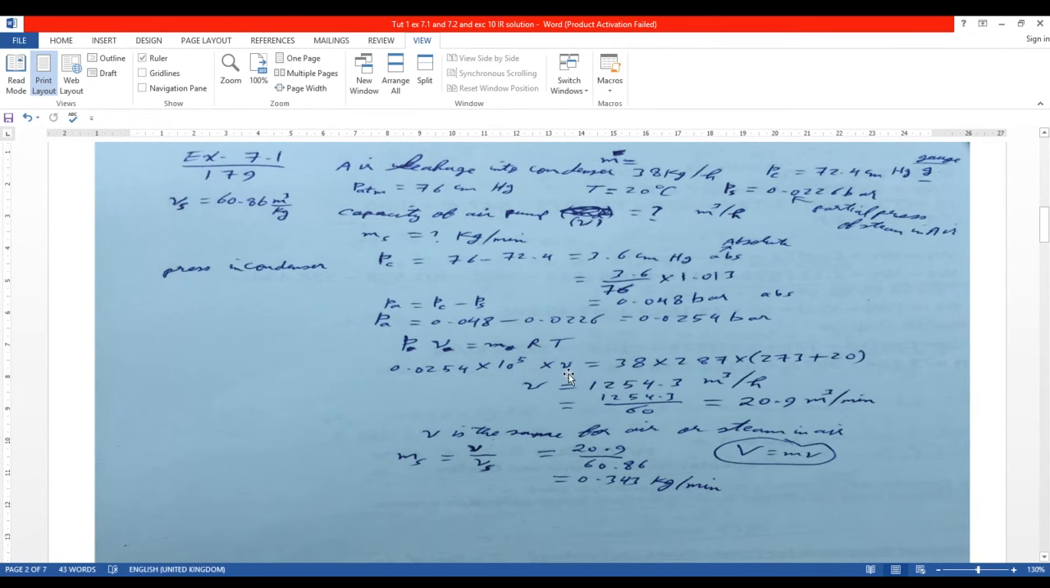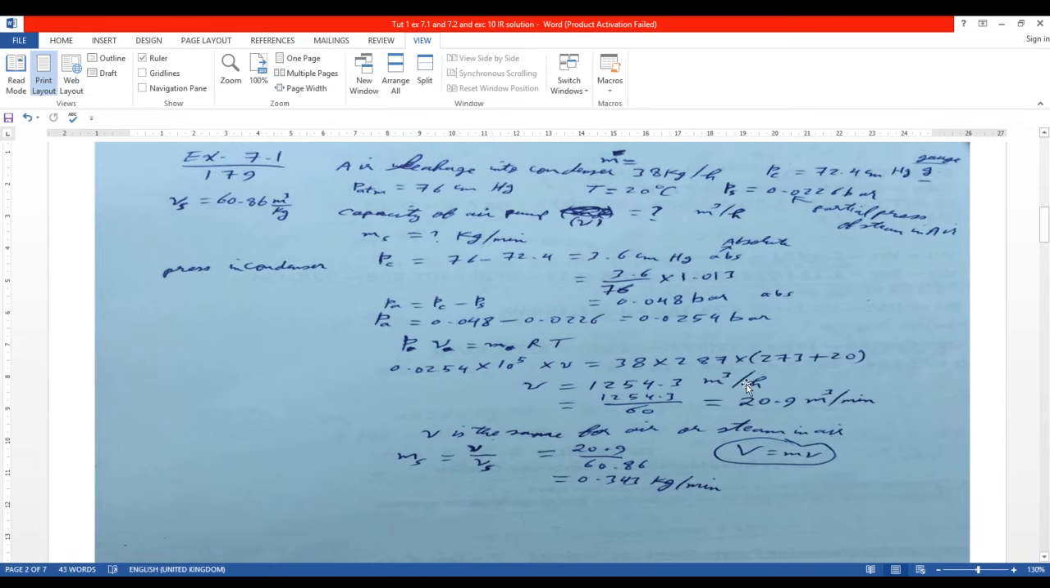So times V dot A, this is not small v, it is better to put it capital V dot A, which is the capacity of the air pump, equal to the mass flow rate of air, which is given 38 kilogram per hour, times R, the constant 287 Joule per kilogram degrees Kelvin, times the temperature in Kelvin, 273 plus 20. We add 273 to change from degrees centigrade to Kelvin. Then we get V dot A. So this will give us V dot A equal 1254.3 meter cube per hour.